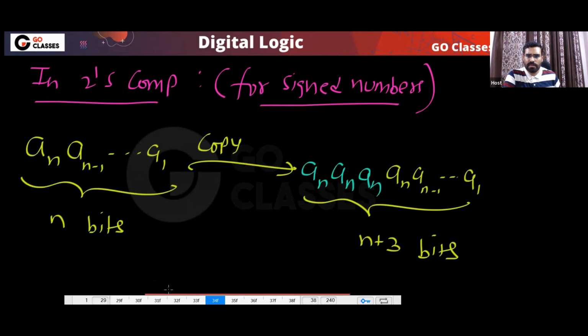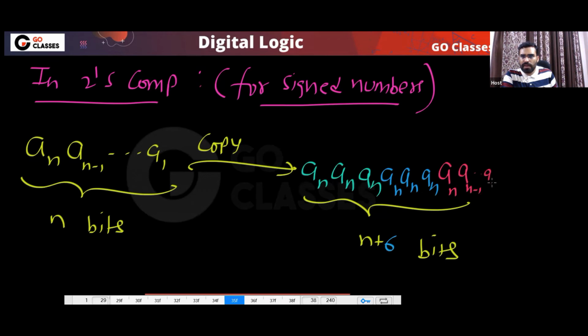Okay, so like this. This is in n+3 bits. The same thing you can do for n+6 bits. For n+6 bits, you will write this an total, and the original data will be as it is: an-1, and so on, a1. So this is the sign extension. Please let me know, did you understand the concept of sign extension?